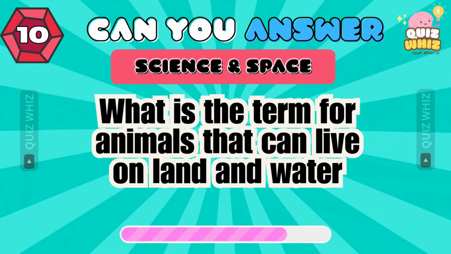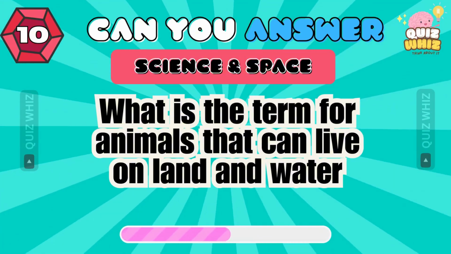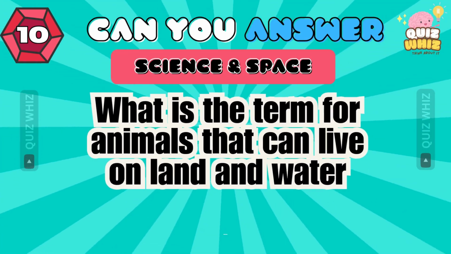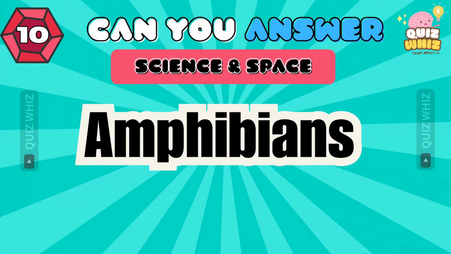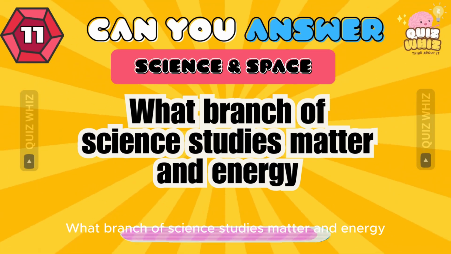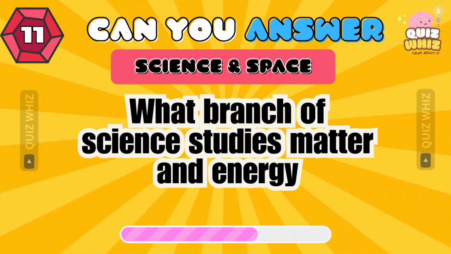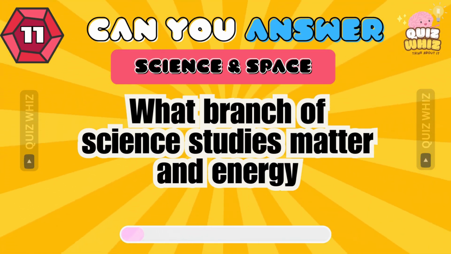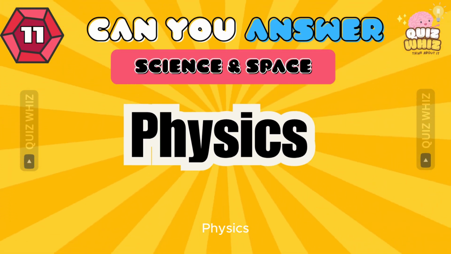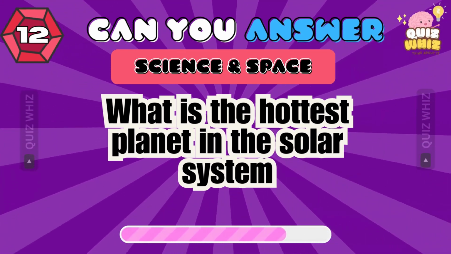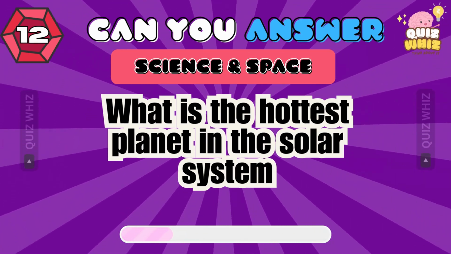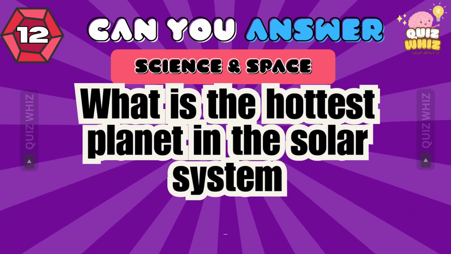What is the term for animals that can live on land and water? Amphibians. What branch of science studies matter and energy? Physics. What is the hottest planet in the solar system? Venus.